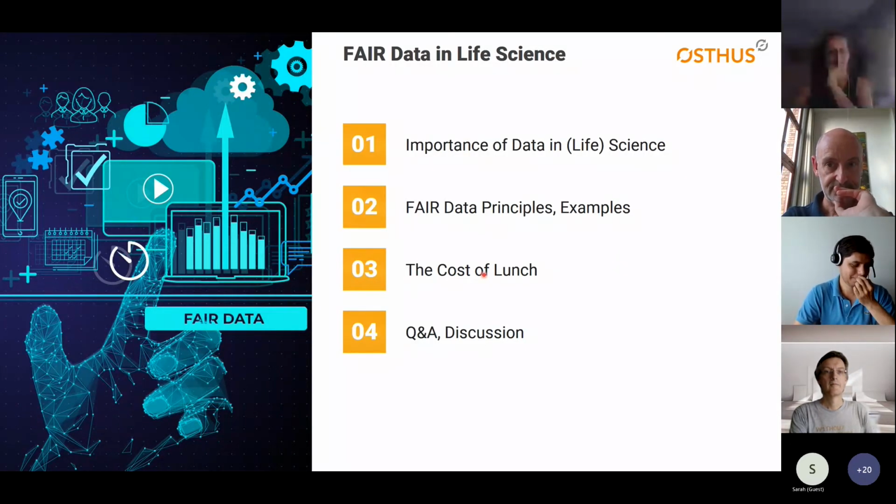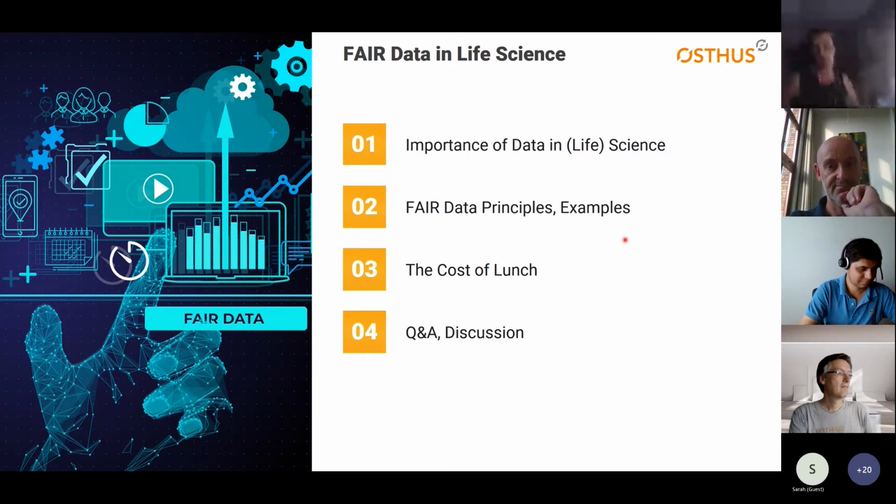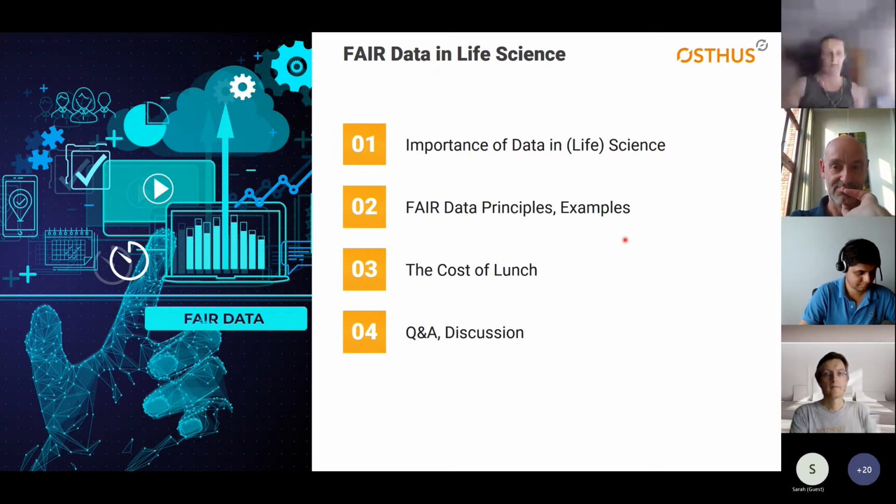So the recap of what we will go through in this talk is first, the importance of data in life science in general. I think I'm preaching to the choir here. I think you're aware that data in science and specifically life science is gaining more and more importance. And then I will go, and this will be the main part of the presentation, over the FAIR data principles and also bring examples for each and every one of them. Then we talk a bit about the cost of launch and have hopefully enough time for Q&A discussion at the end. So, importance of data in life science.